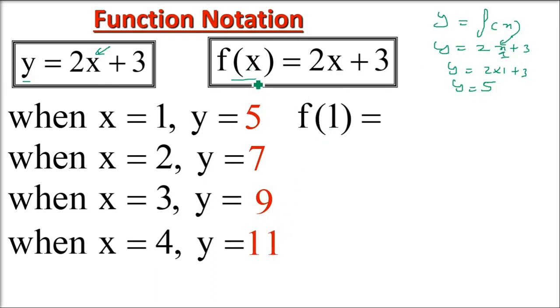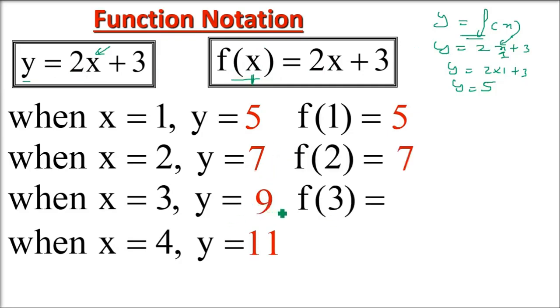So how do we write this? This is a function of 1 which is giving you a value of 5. f(1) is 5, because f(x) is 2x plus 3. When you put x as 1, you get 5. f(2) is 7, f(3) is 9, f(4) is 11. Let me take a negative value now.